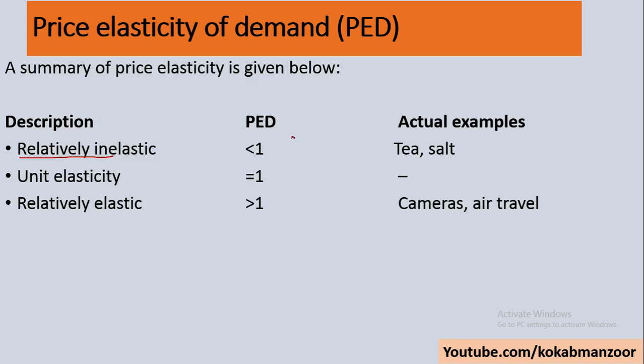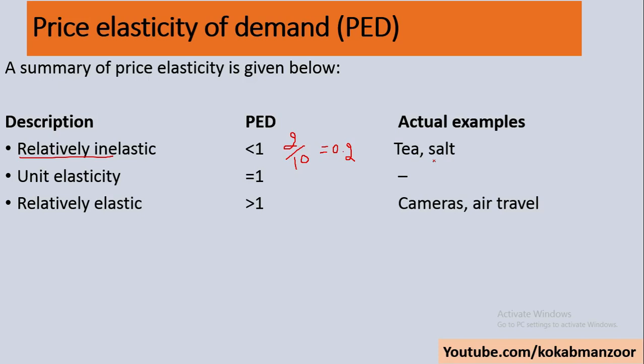How? You see, change in quantity demanded is 2% and change in price is 10%. So what is the answer? 0.2, right. It's just an example. So the answer will always be less than 1. Like the example of tea and salt, as I mentioned the example of salt earlier. If the prices of these products keep on increasing, we may not decrease the demand that much, right.